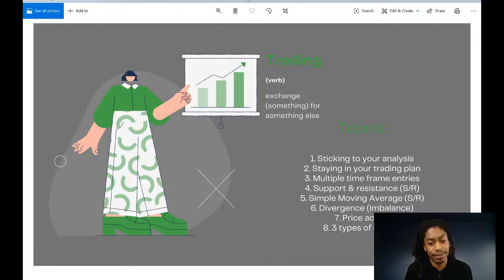And then, do you understand why you are doing the things that you're doing? Do you understand why you are entering here? Do you understand why you're using the moving average, or why you're using multiple time frames? Why are you supposed to stick to your trading plan? Why are you not supposed to jump from strategy to strategy? It's important to understand these things, because you need to know your plan. Dead straight, you need to know your plan.